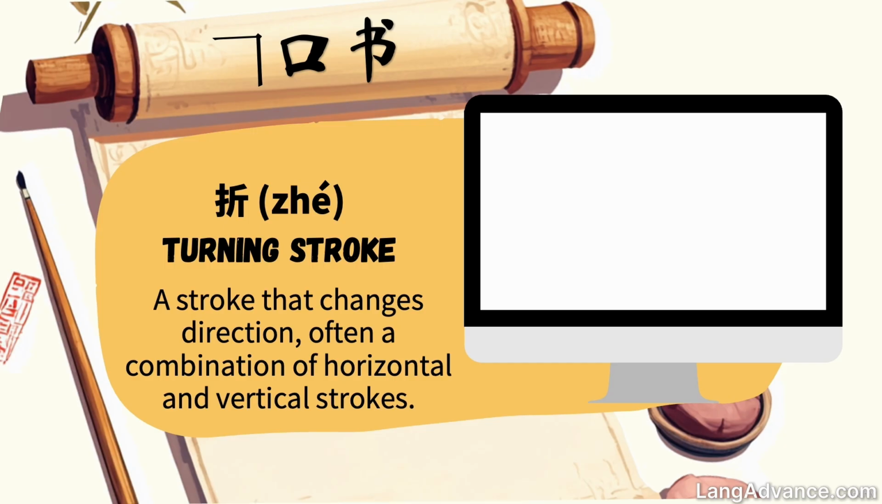Finally, let us talk about the turning stroke, which is the 折. 折 is a stroke that changes direction, usually at a 90-degree angle, and it is written within a single continuous movement. So when you look at it, it's like an L. And we have different types of turning strokes. We have the horizontal to vertical turn, and we have the vertical to horizontal turn. The turning stroke is commonly found in many Chinese characters, and it comes in various forms.